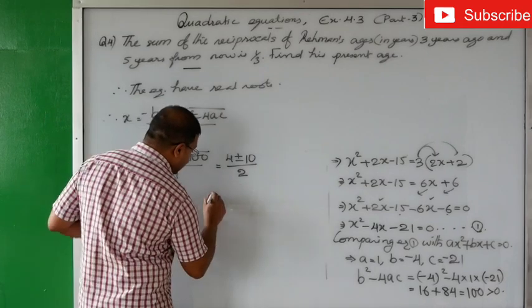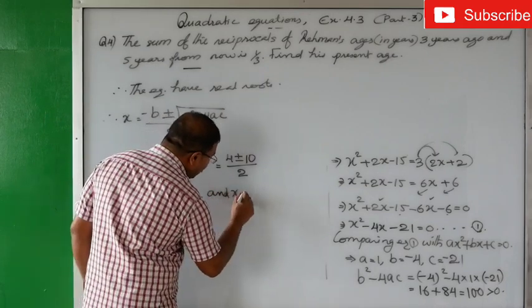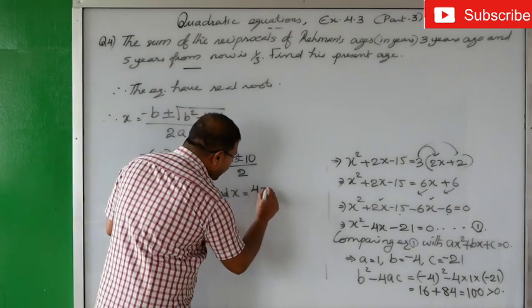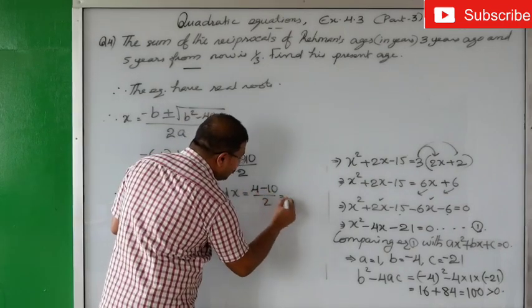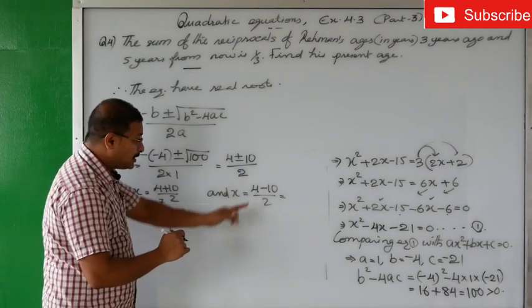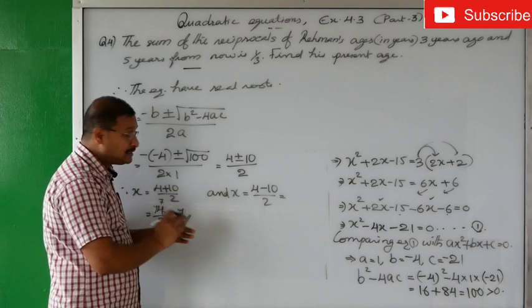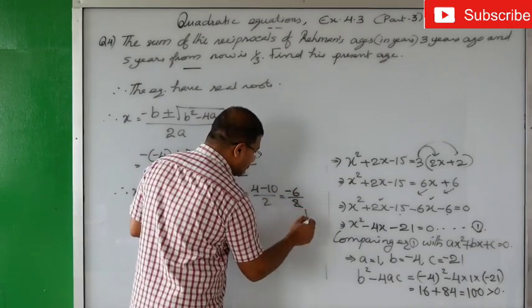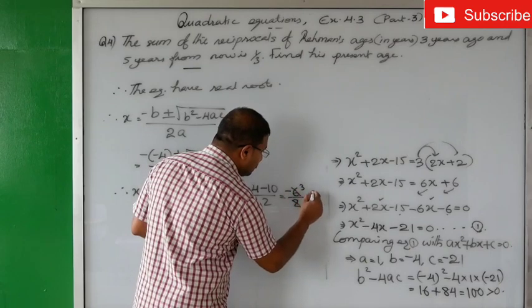Let's see the next one. The value of x, again we will take minus, isn't it? So 4 minus 10 by 2 equals. So 10 minus 4 is 6. But the bigger number is 10, so it's minus. So the answer is minus 6 by 2. 2 ones are 2, 2 threes are 6. So the answer is minus 3.